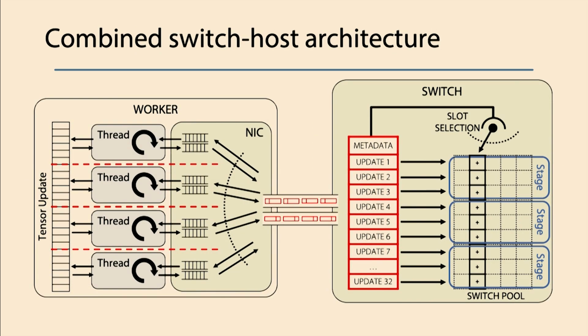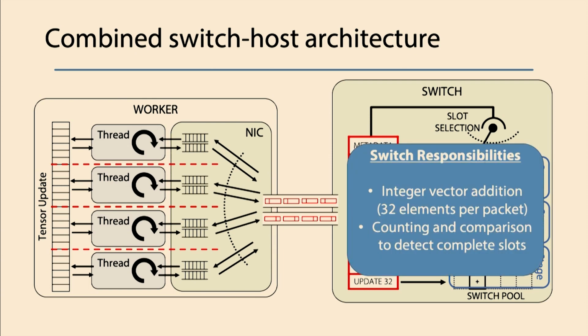Now, to implement this, we had to divide the work between the switch and the end hosts. We tried to give each one the tasks for which it was good at. So on the switch, we're doing things that are as stateless as possible. We're doing integer vector addition with 32 elements per packet received. And then we're doing counting and comparisons to detect when a particular slot has received all of the updates that are available so that it can then broadcast.